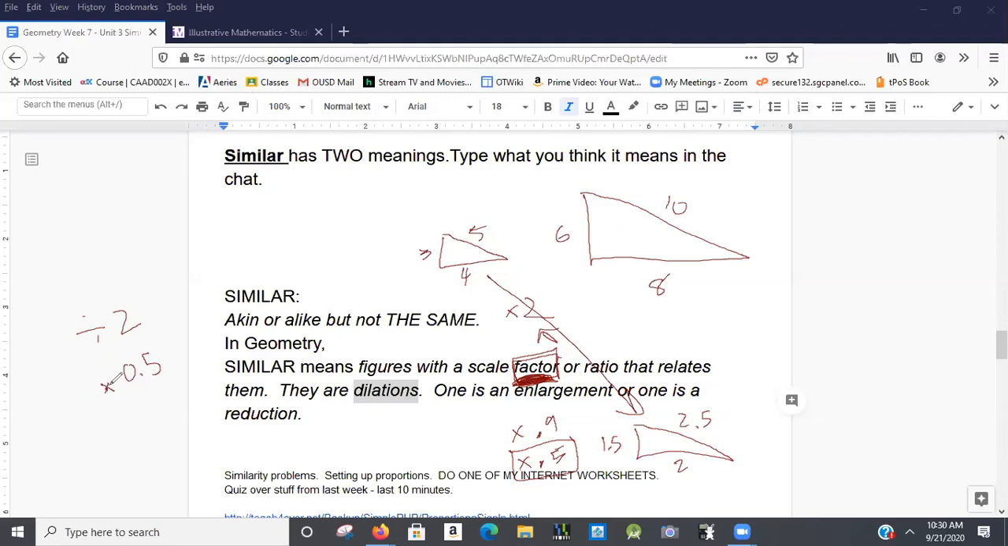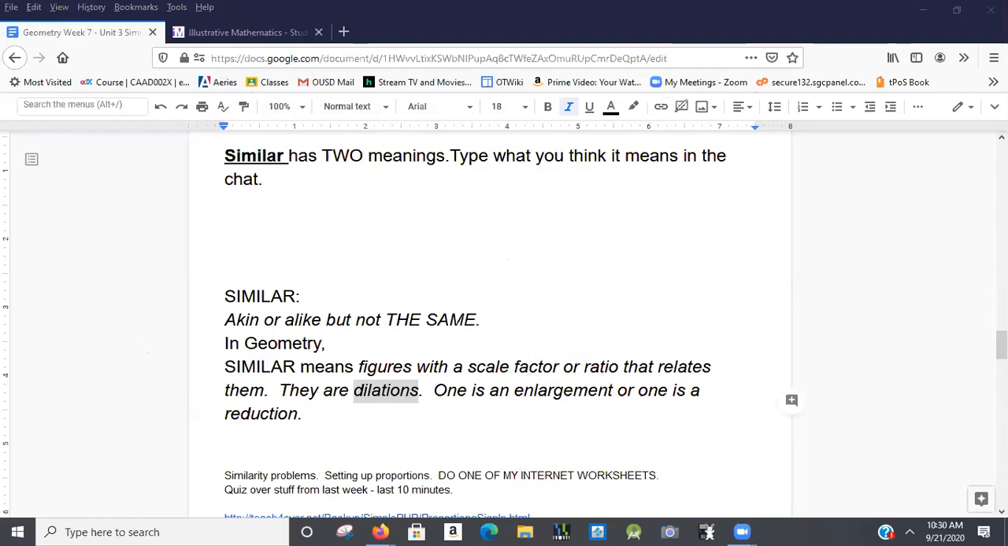Okay, but that's what similar means. So you can use it either way. And in fact, I'm going to use it both ways today. And sometimes you have to listen to the context to know what it means.